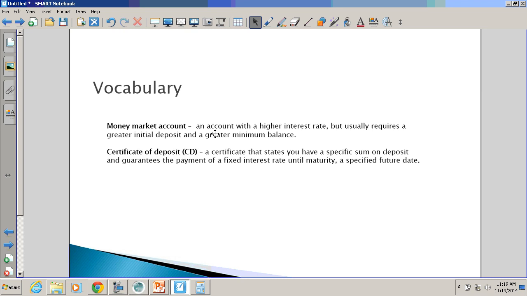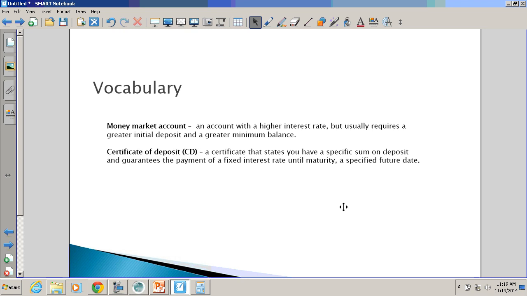Vocabulary. Okay, so we have a couple things. We have money market account, which is where they usually have a high interest rate, but you have to have a certain amount of money in there. So it might be an account in a bank that has a really high interest rate, 8%. But you have to have $500 in there at all times, right? Otherwise you have a penalty, and we'll get into that a little bit later.